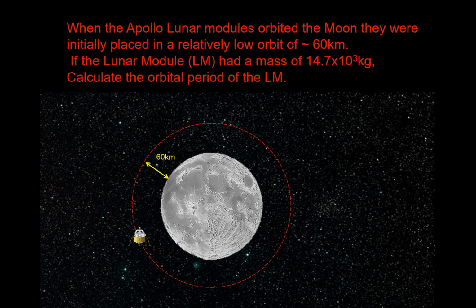So let's take a look at this as a problem. When the Apollo lunar modules orbited the moon, they were initially placed in a relatively low orbit of about 60 kilometers. If the lunar module, the LEM, the lander that people use to land on the surface of the moon, had a mass of 14.7 times 10 to the 3 kilograms, calculate the orbital period of the LEM. So our data is, we've got a 60 kilometer orbit, a mass of 14.7 times 10 to the 3 kilograms, and we want to find the orbital period.